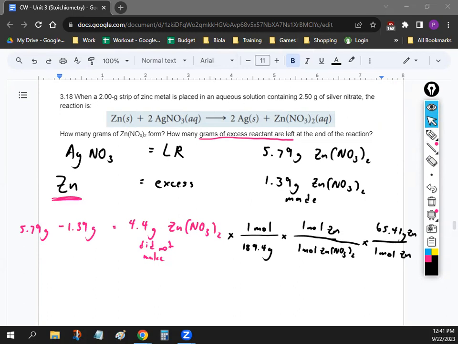So I'll give you guys a practice problem to work on, but just to reiterate, we subtract how much we could have made versus how much we did make. That's where we got 4.4. That's what we did not make. And then we just need to do stoichiometry, find out how much zinc is still left over. That's it. And then for the final answer, if you guys punch it in, you should get 1.5 grams of zinc. And that's how much we have left over.